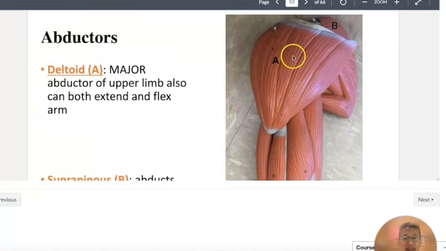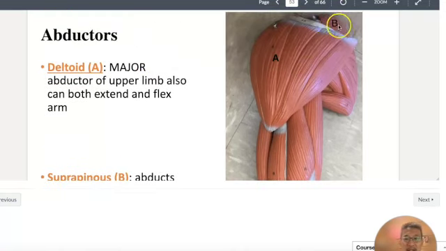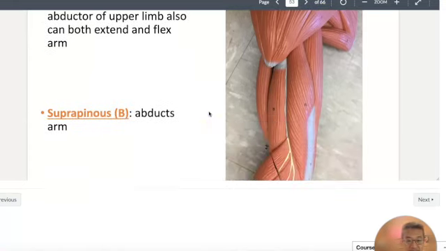Powerful abductor. Remember, abduct meaning raising the arm up. Okay, this one. Supraspinatus is again on top of the scapula, the spine of the scapula. It also raises it up.